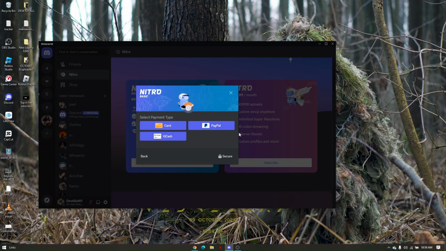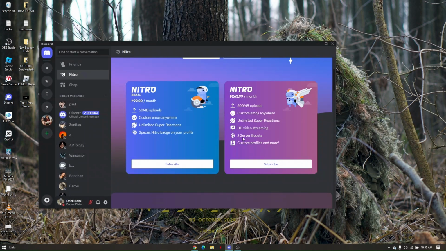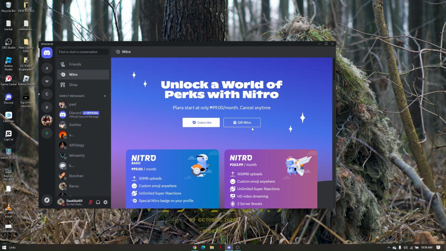So this is the only thing that you will have to enter your credit card credentials if you purchase Discord Nitro. But if this is going to be sent through a gift, then there's no need for you to enter your credit card credentials. So that's how you claim Discord Nitro without credit card.